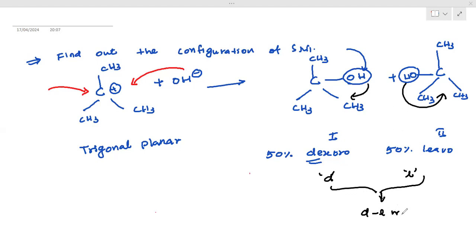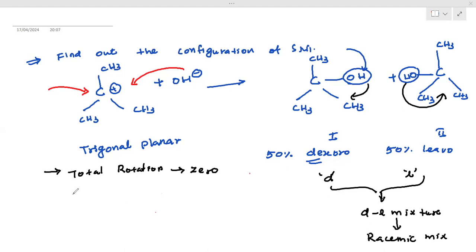These two, a DL mixture, is called a racemic mixture. So there is the possibility of one more question on how they ask it. When the dextro form is individual, it is an optically active system, but when it is a racemic mixture, both the dextro form and the levo form are present, so the total net rotation becomes zero. If the net rotation becomes zero, the compound is a racemic mixture, an optically inactive system. Racemic mixture is optically inactive.